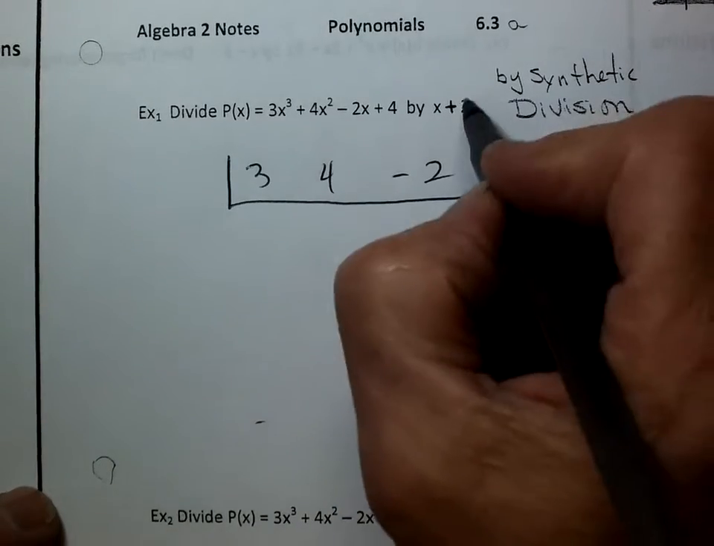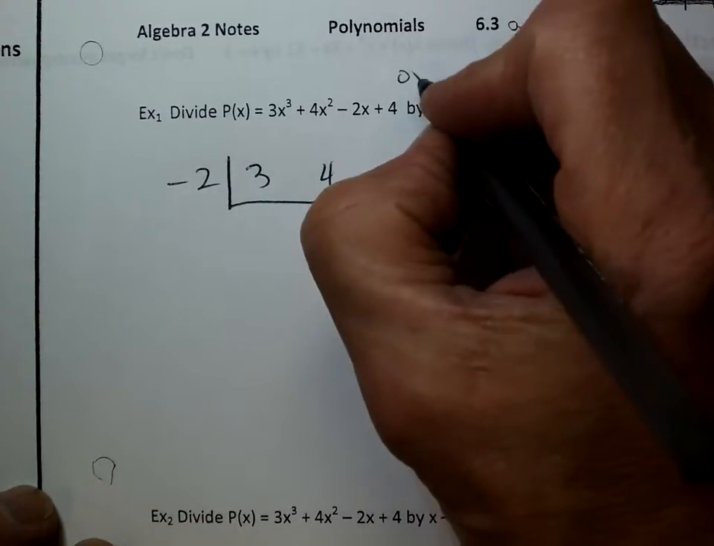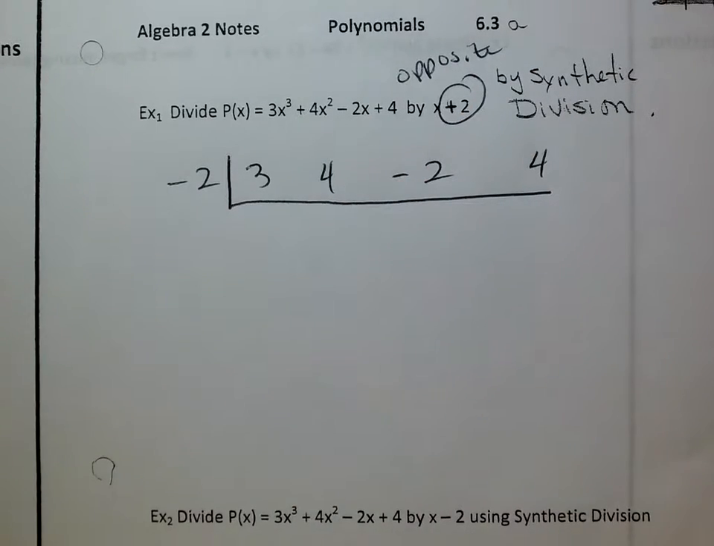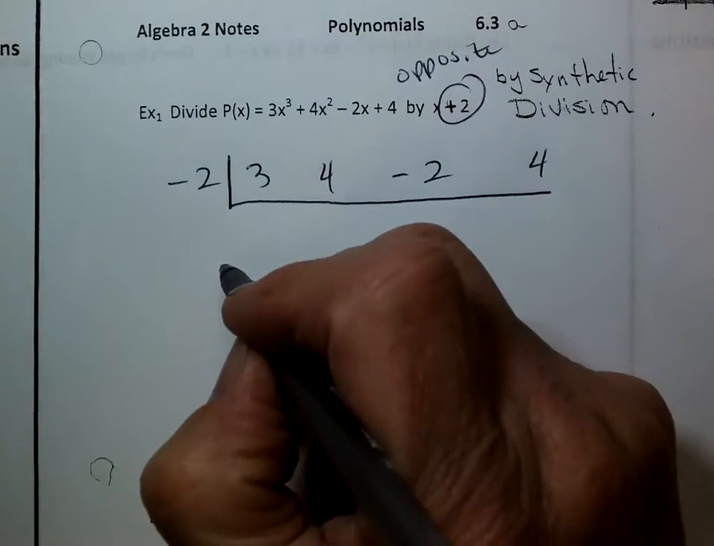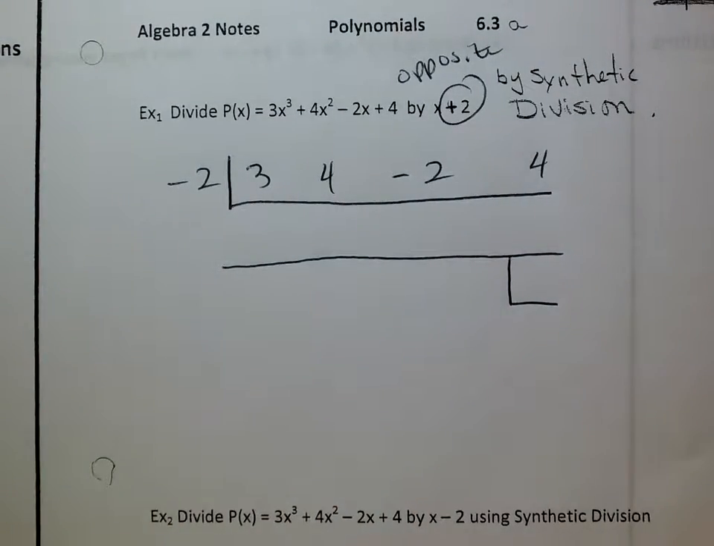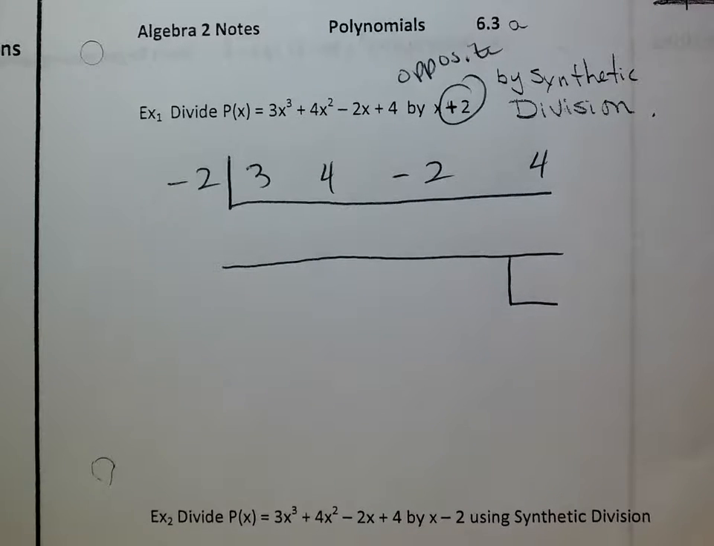Let's put the opposite of this. Let's put a -2 there. Opposite, right? So if it's a +2, put a -2. Again, the x is invisible. It's there, but it's invisible. Draw your addition line and put a little remainder box right there. The remainder box is below the constant term. All right, so far so good. So we've got it set up.